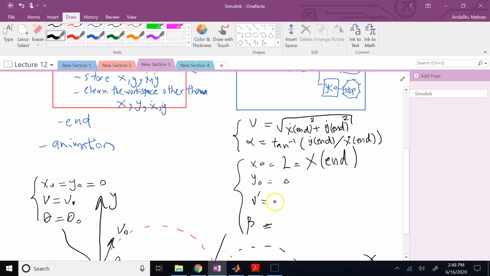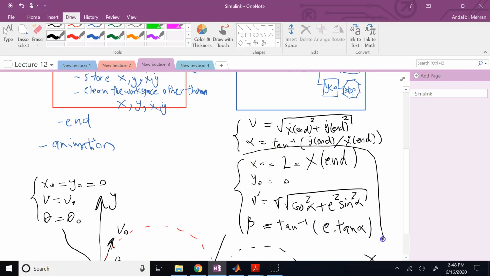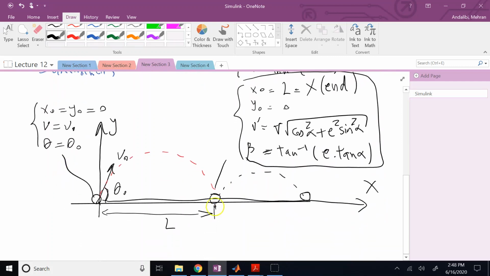This is now v times square root of cosine squared alpha plus E squared sine squared alpha. And this is tangent inverse of E times tangent of alpha. And now with these four initial conditions, you run your next projectile and then keep repeating it.